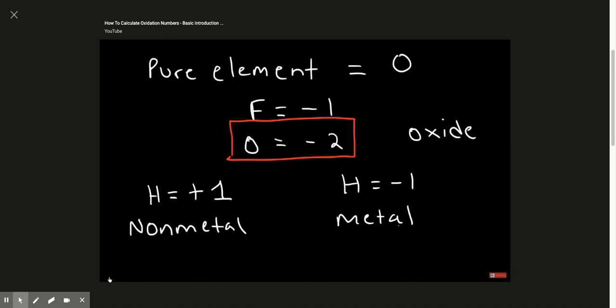Hydrogen is more electronegative than most metals. That's why it bears a negative charge. But hydrogen is usually less electronegative than most nonmetals. And so that's why it bears a positive charge. So typically, the element that's more electronegative is the one that usually carries the negative charge.